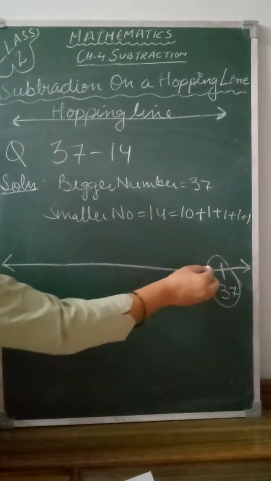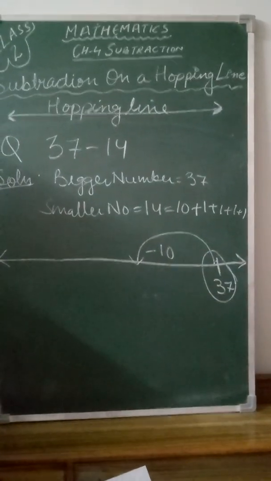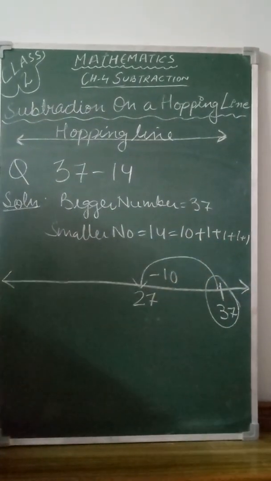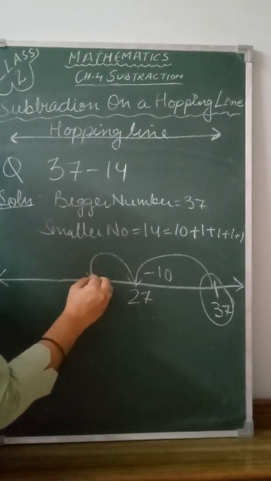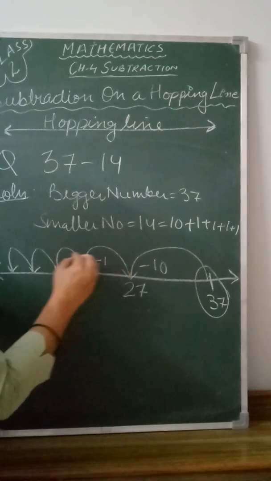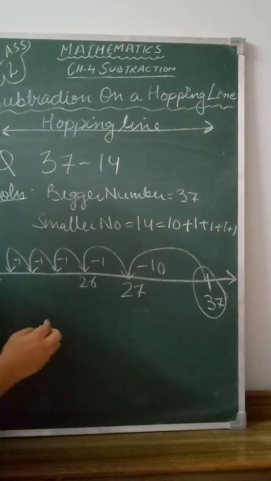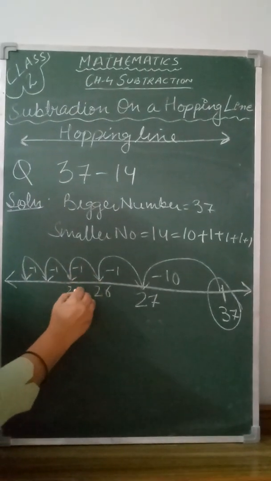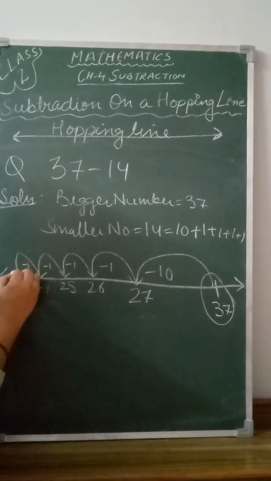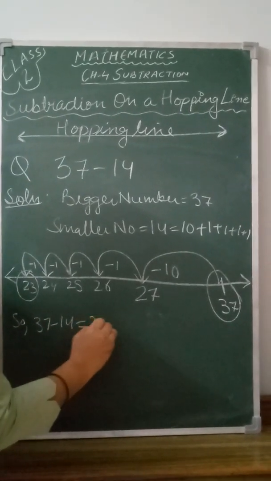Now the first hop is of 10. Minus 10. Again use the property of subtracting 10 from any number. Directly I know this is 27. Now the hopping arrows are of 1 each, so it is a smaller hopping arrow like this. 1, 2, 3 and 4. Write minus 1, minus 1, minus 1, minus 1. Now 27 minus 1 is 26. 26 minus 1 is 25. 25 minus 1 is 24, and 24 minus 1 is 23. So the last number I reach is 23. So the answer is 37 minus 14 is 23.